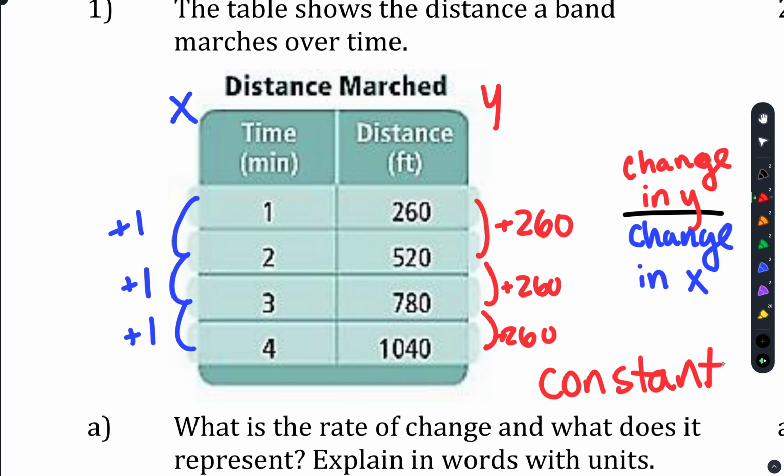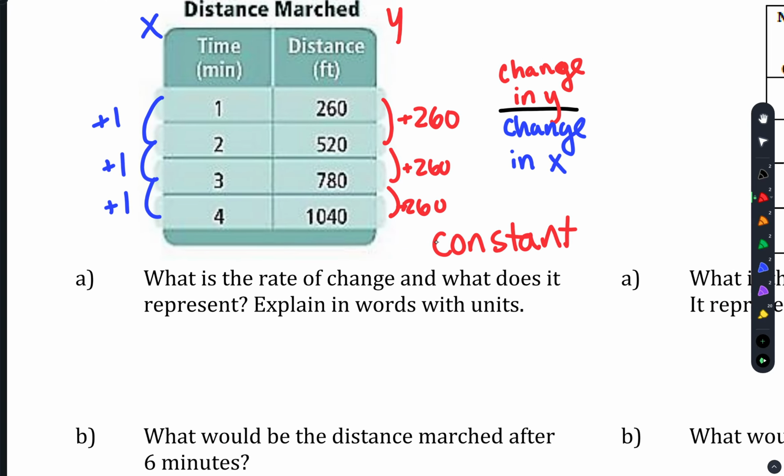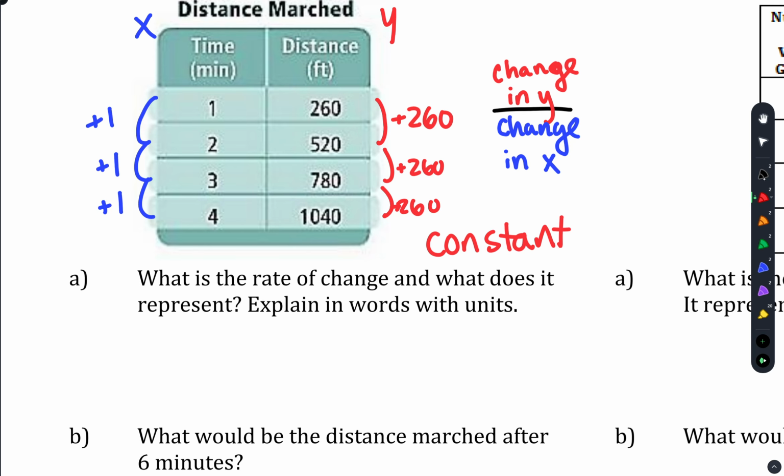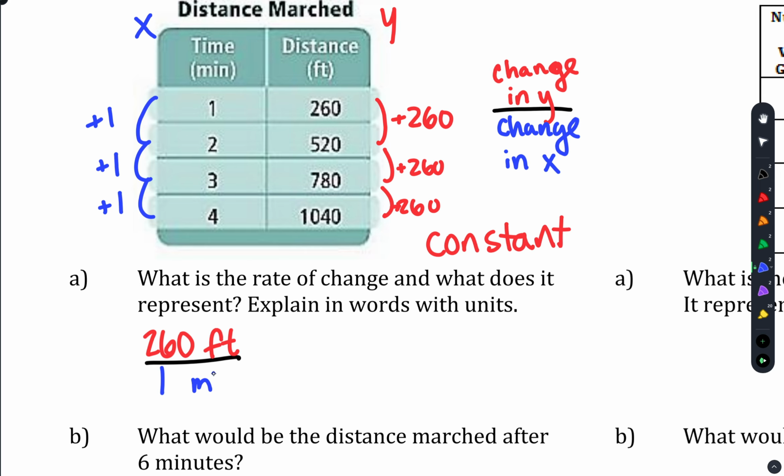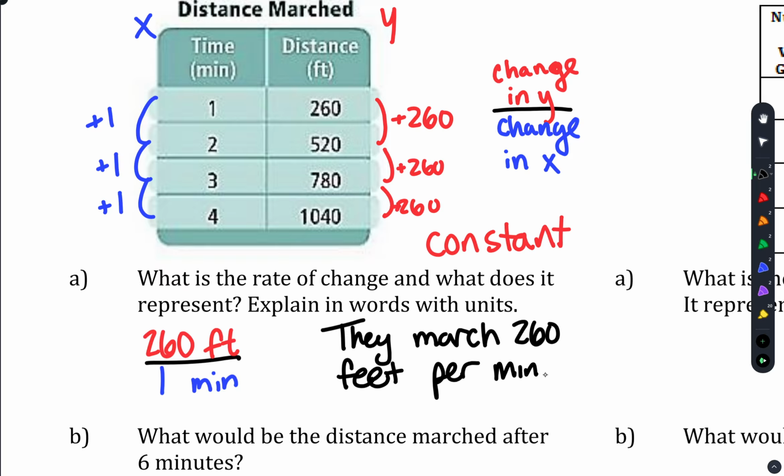And if it is constant, we can write its slope. So the slope that we are going to write, aka rate of change, means the exact same thing. The change in the y values we just decided was 260 feet. The change in the x values was 1 minute. So every step they changed 260 feet over 1 minute. Can I write that in words? They march 260 feet per minute. Any questions there?